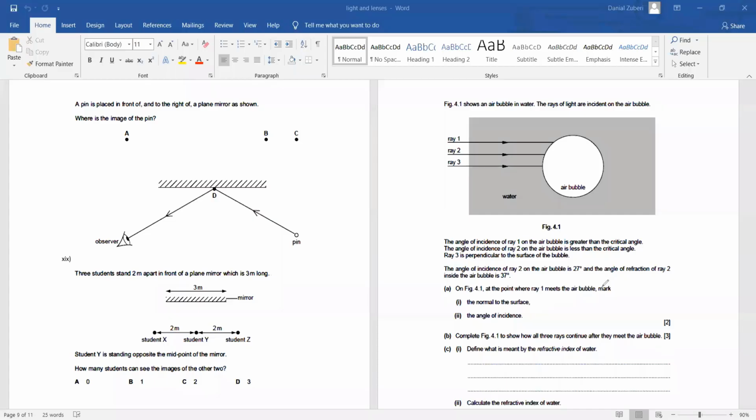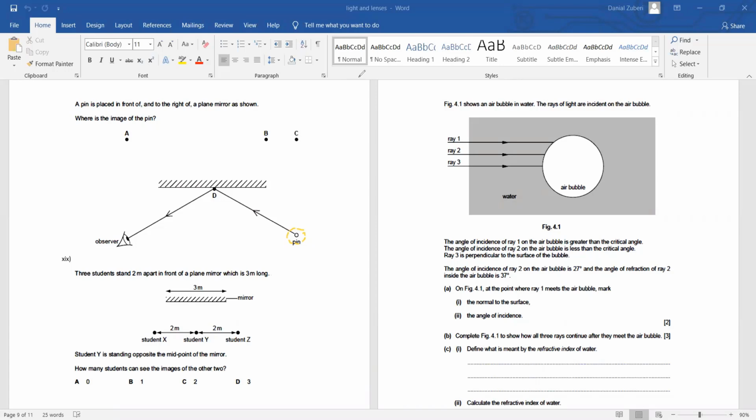A pen is placed in front of and to the right of a plane mirror as shown. Where is the image of the pen? So this is the pen and this is the mirror. And they're asking, where is the image? Is it at A, B, C, or D?